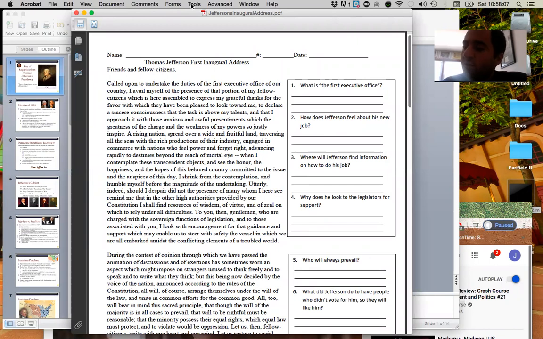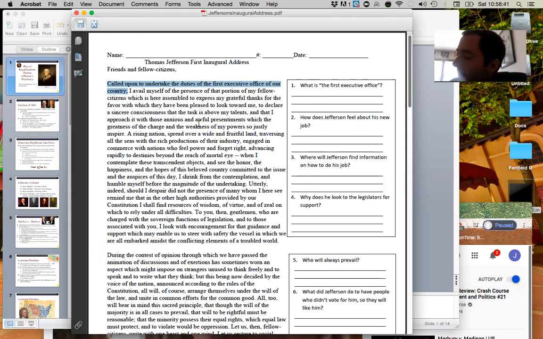Let's look together. So number one, what is the first executive office? Take a look at the first sentence that we have: called upon to undertake the duties of the first executive office of our country. The first executive office is the presidency, the commander-in-chief in the United States. Remember, this was given March 4th of 1801. Presidents were sworn in at that time in March, not in January.